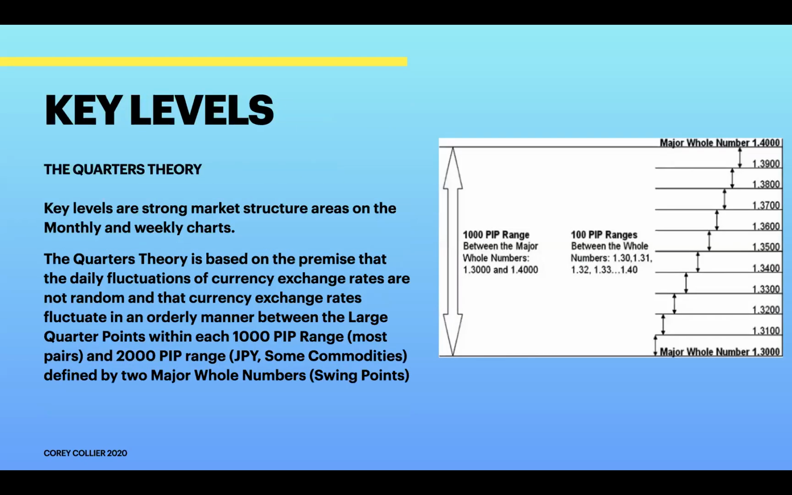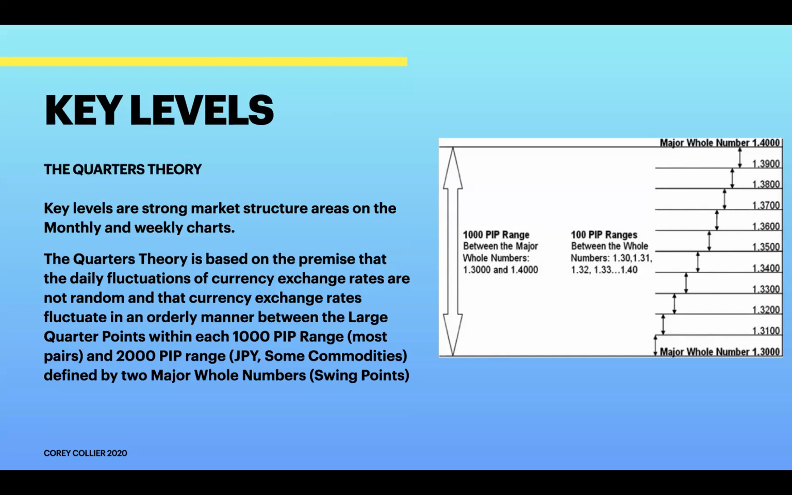So the first thing that we do on a fresh chart, guys, is mark up our key levels. Now, the key levels are based off of a theory called the quarters theory, okay? And it says that the key levels are strong market structure areas on the monthly and weekly charts. The quarters theory is based on the premise that the daily fluctuations of currency exchange rates aren't random, okay? Previously, I said they were random, right?